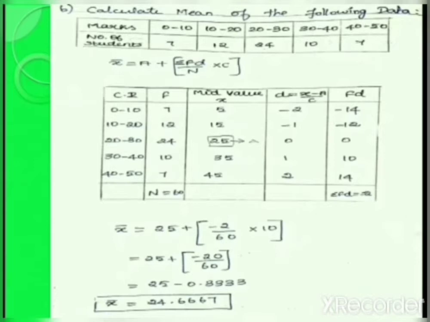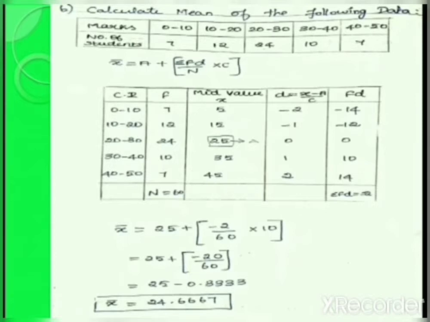After finding mid value X, you have to assume a mean value, which is you have to point out some center value in your mid value X. Here 25 is your centered value, so we are taking assumed mean as 25. After finding our X and A, you have to substitute into our D formula. D is equal to X minus A by C. Here we know what is X, what is A, and we have to find what is C.